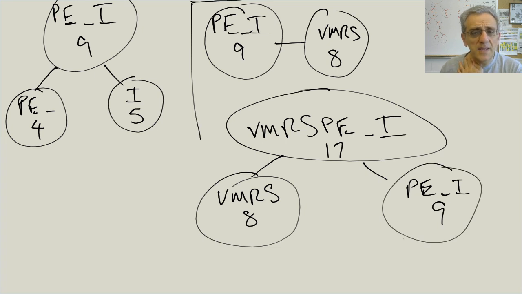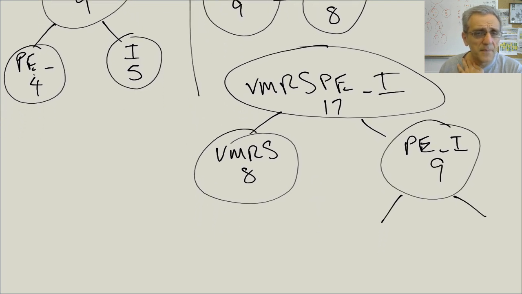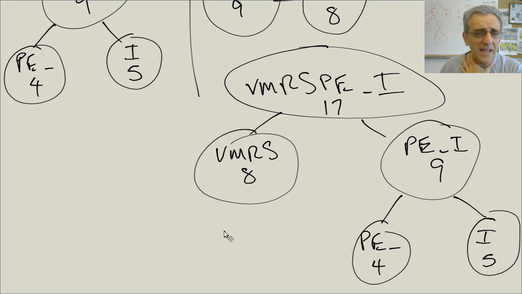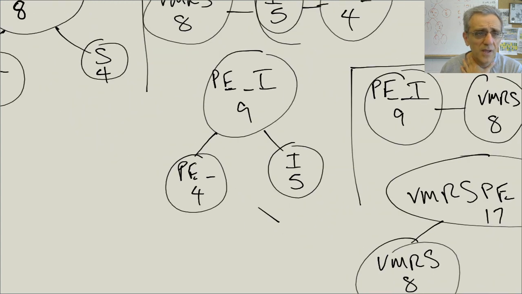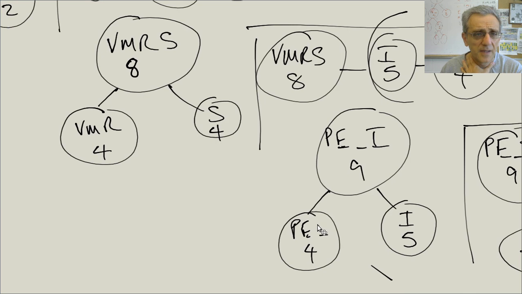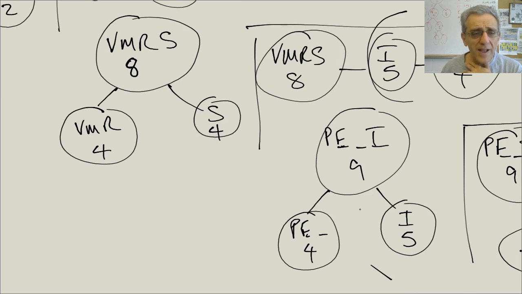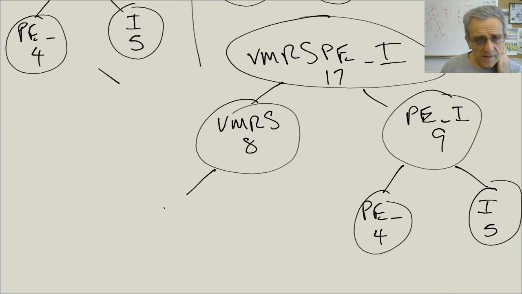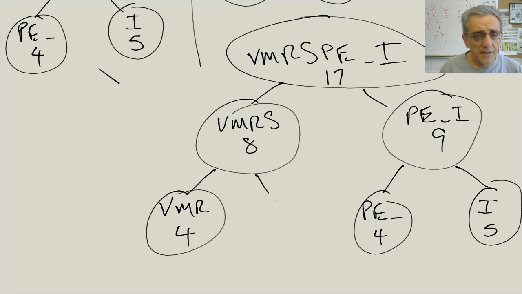And now the PE space I9 is going to be broken up into here. You can see it, PE space 4 and I5, and then the VMRS 8 was way over here. Okay, so that's VMR 4 and S4. So let's move it again. VMR 4 and S4.